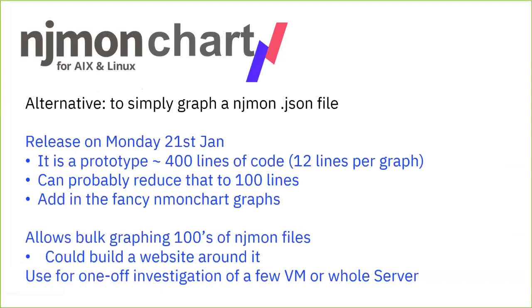Okay, so NJMON Chart, I released it here on Monday. It's a bit of a prototype. There's only 400 lines of code. There's about 12 lines of code per graph. I think I could just about halve that. I catch myself duplicating a lot of code that I don't really need to; make it bigger, put it into a function and just call it with parameters. So we can actually reduce the 400 to maybe 100 lines of code. We would need to add some of the fancy graphs that NMON Chart has into NJMON Chart, but it gives you an idea of what it looks like.